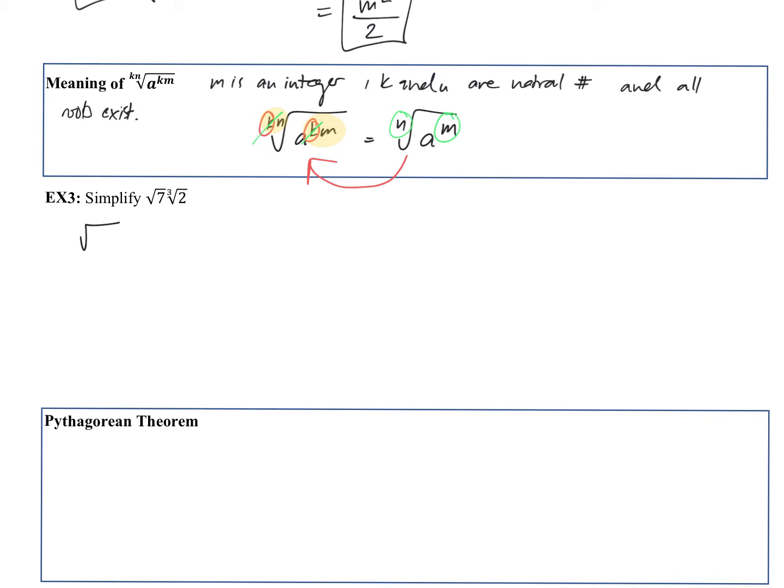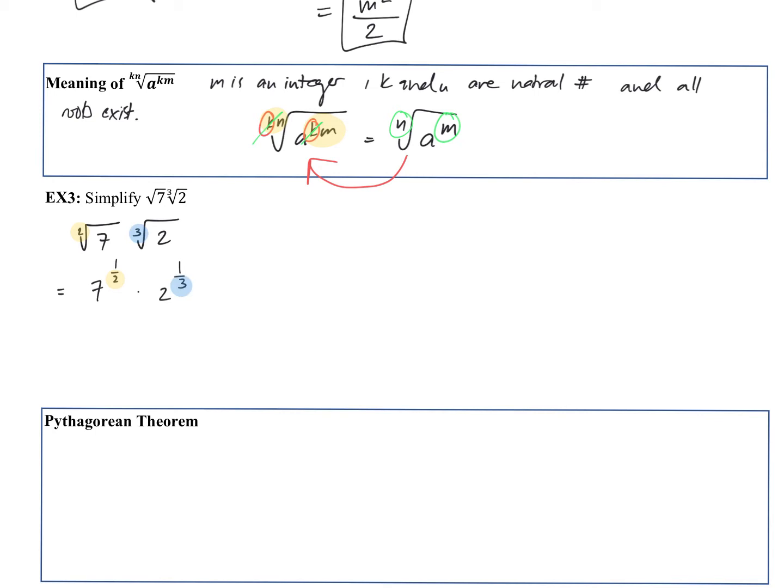Well, how can we simplify them? We can't use the rule where we multiply them together because, look, they have different index numbers. We're kind of stuck. But actually, we're not really that stuck. What can we do? Well, let's translate them to their fraction powers. It's a little easier. So we have 7 to the half power, times 2 to the third power. Remember, the index is what the denominator is.